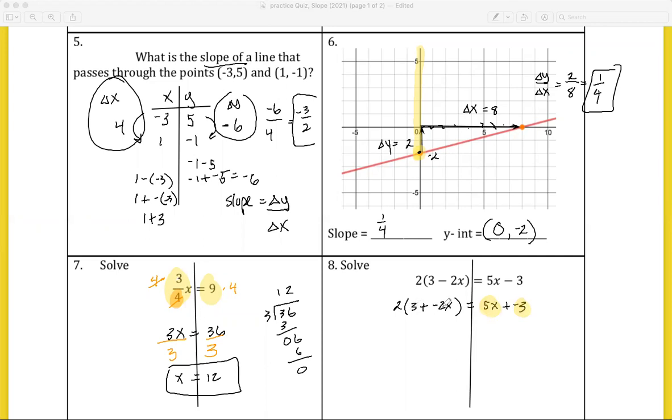These two terms, 3 and negative 2x, are being held together by the parentheses. And there's no plus sign between the parentheses and the 2. So there's nothing to separate these as two separate terms.